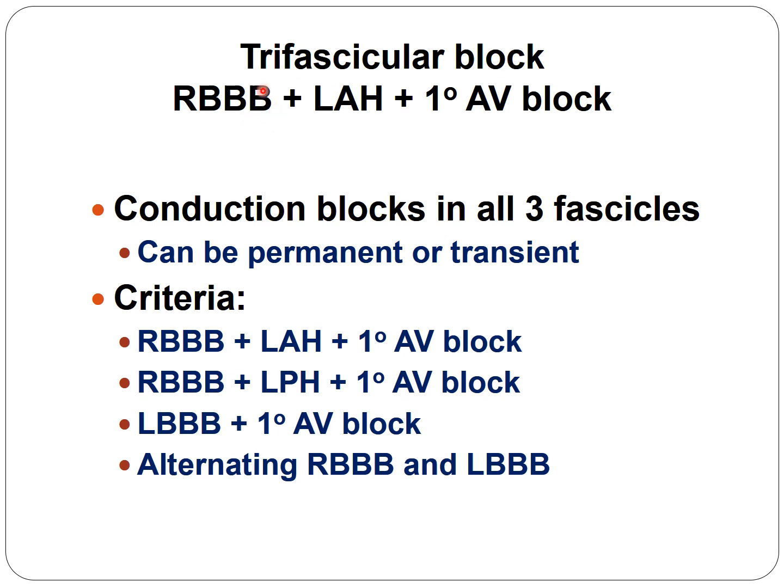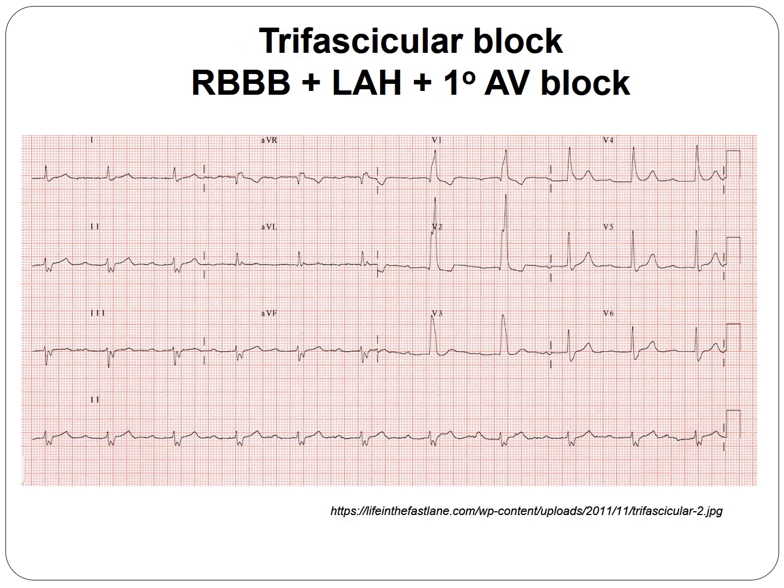We can have trifascicular block, the most common one when we have right bundle branch block and left anterior hemiblock, so a bifascicular block, together with first degree AV block. In this case, the conduction blocks in all three fascicles, and it can be permanent or transient. Other criteria besides this left anterior and first degree AV block are a right bundle branch block together with the left posterior hemiblock plus first degree AV block, or a left bundle branch block together with first degree AV block, or if the patient has an alternating right bundle branch block with left bundle branch block.